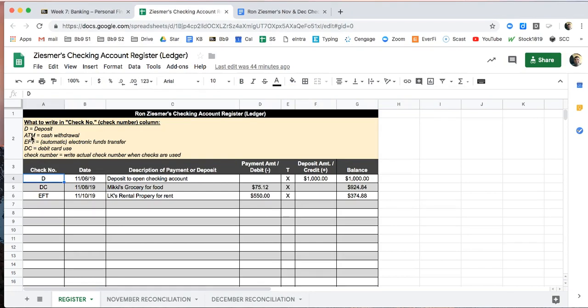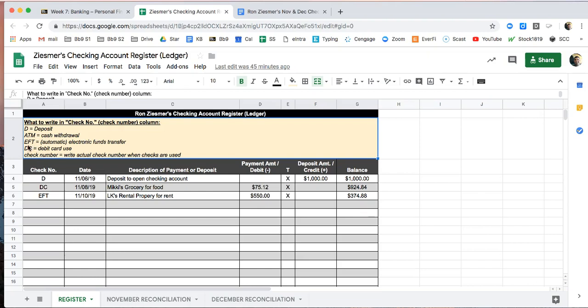If you take cash out of an ATM, for instance, about a week and a half ago, I stopped at a Quick Trip, because A, it's near my house, and the ATM there does not charge me a fee for taking out cash. So I used my debit card, said I wanted to take out, let's say, $150. Put my debit card in the machine, and it gave me $150 cash. Well, I would want to record that in my register, so I know my updated balance.